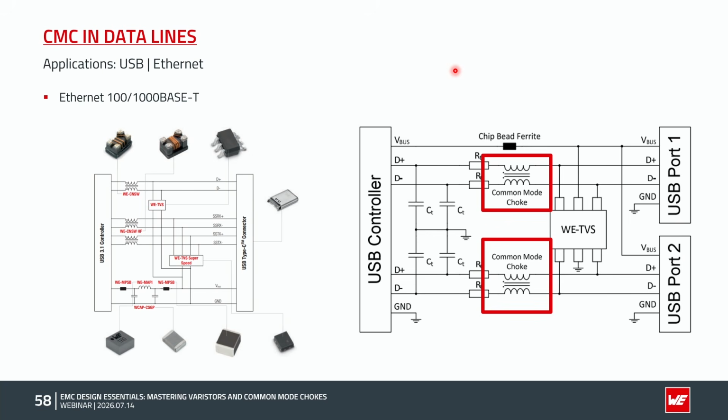With the common mode chokes for data lines, we can find different applications. In this slide, we show two different examples, one for USB and one for Ethernet. As you can see, the common mode chokes that are targeting data lines are always present in the differential signals in the applications.